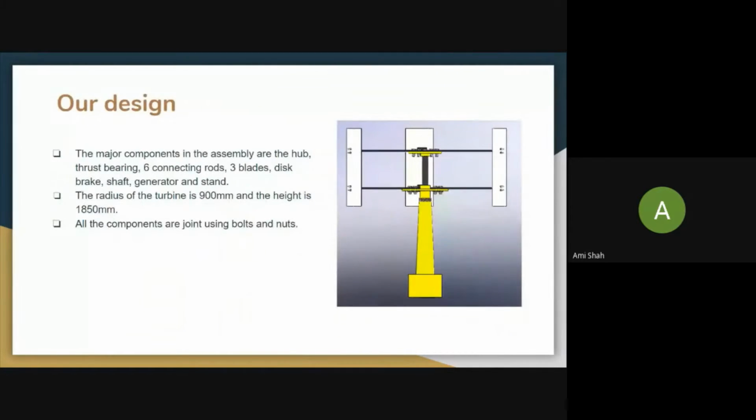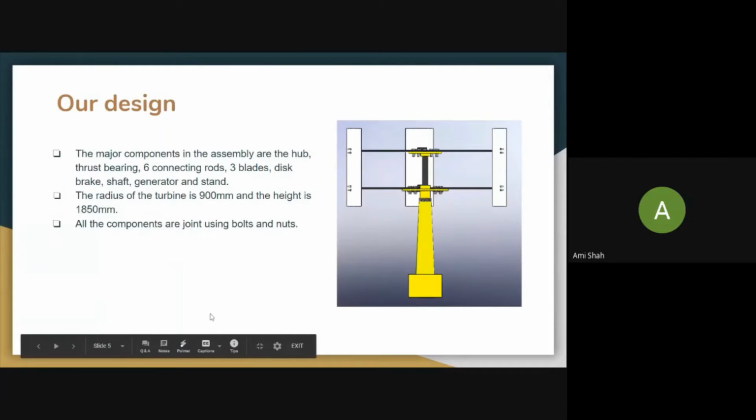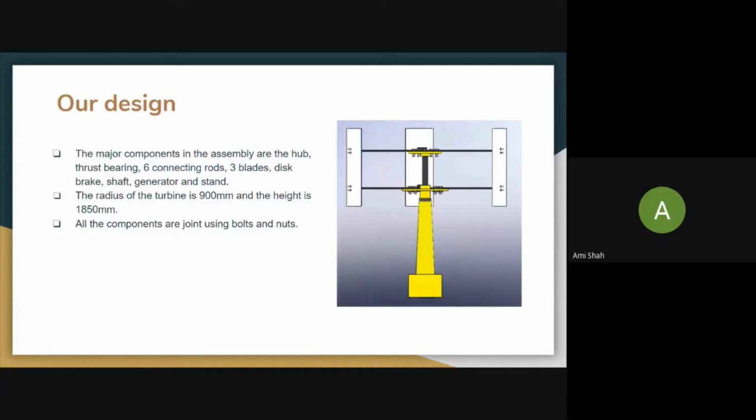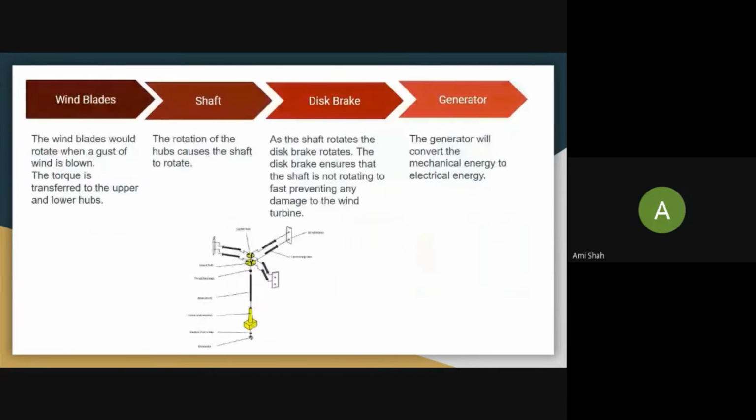So this is our design. Our design includes two hubs: one's the upper one and the other one's the lower one. We have a thrust bearing here and then six connecting rods, three plates, a disc brake, shaft, generator, and stand. The radius of the turbine is 900 millimeters and the height is 1850.